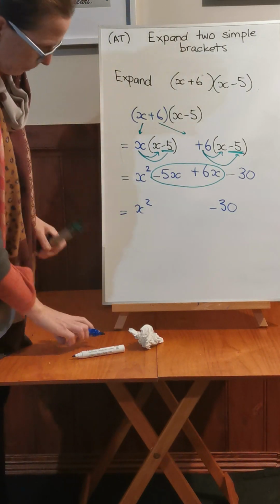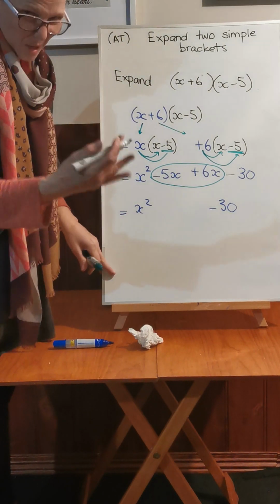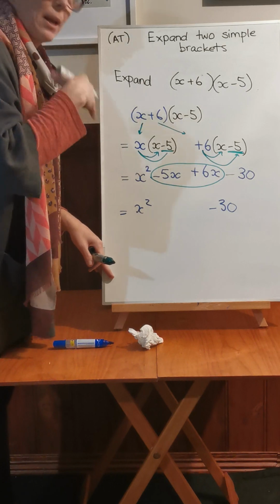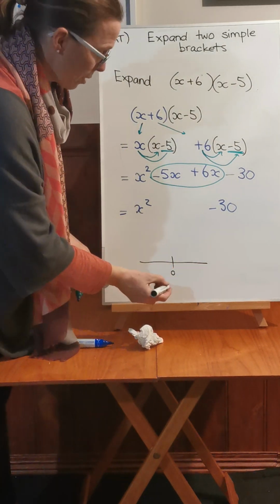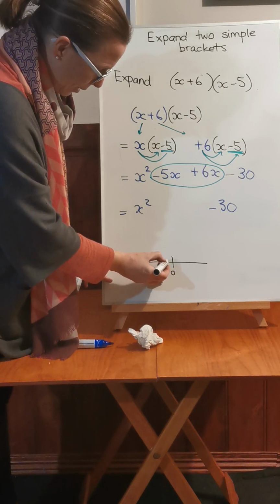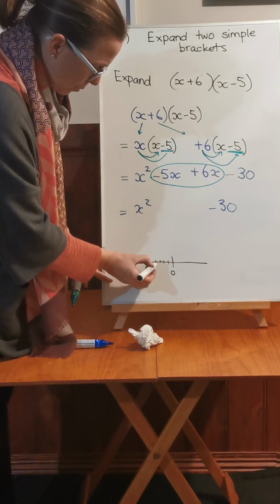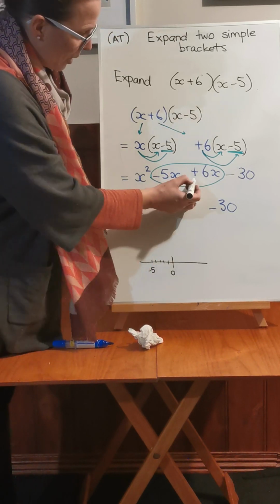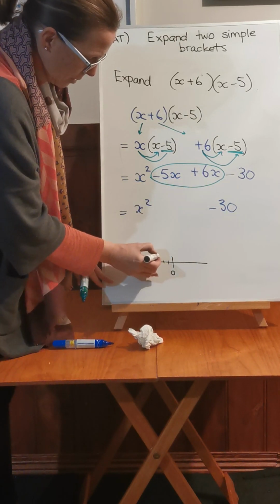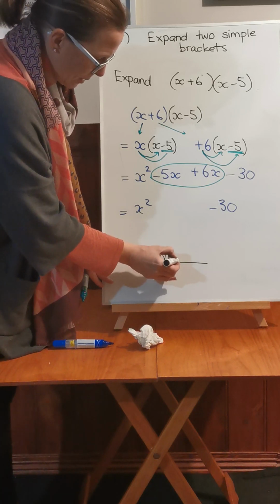Now, sometimes people get a bit muddled up because we've been doing multiplying and now we're going to do an add. So let's just draw a number line for a second. Here's 0. Okay, negative 5. 1, 2, 3, 4, 5. Here is negative 5. Okay, and I'm going to add 6. So 1, 2, 3, 4, 5, 6.